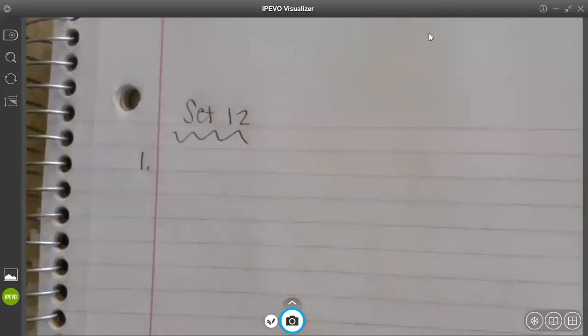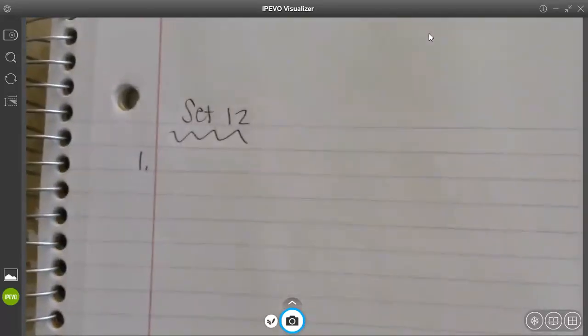All right, so let's go again. The first one: oil spilled from a tanker spreads in a circle whose circumference increases at a rate of 40 feet per second. How fast is the area of the spill increasing when the circumference of the circle is 100 feet? So what are the two formulas that we're using?